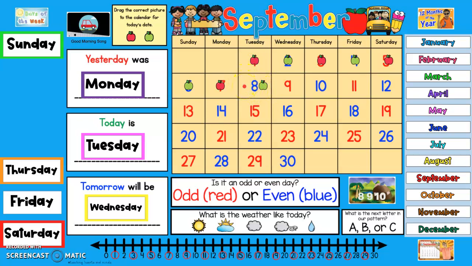So you say it. Today is Tuesday, September 8th, 2020. So 2020 is the year. So let's count how many days we've been in the month of September. Ready? 1, 2, 3, 4, 5, 6, 7, 8. So we have been in September for 8 days because today is Tuesday, September 8th, 2020. Very, very good.